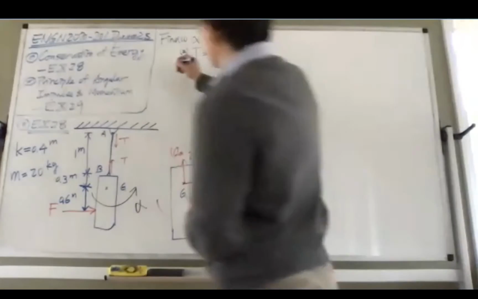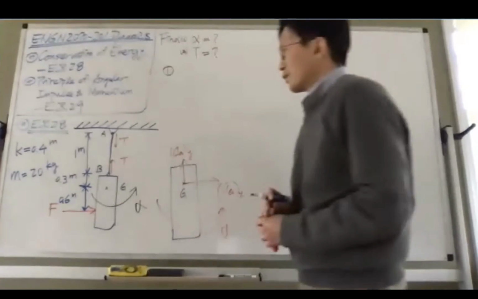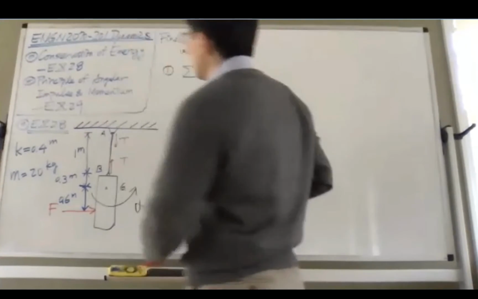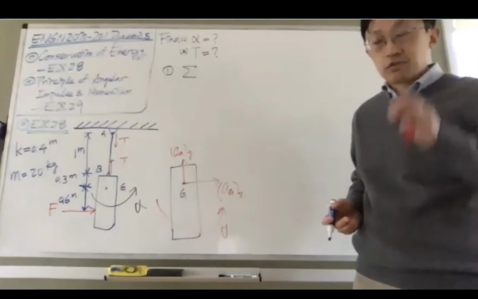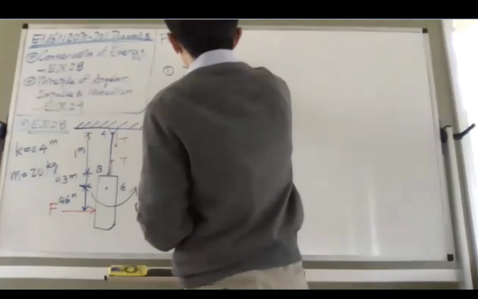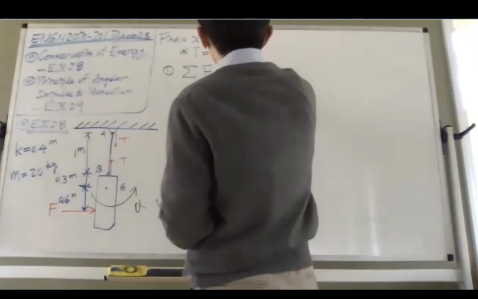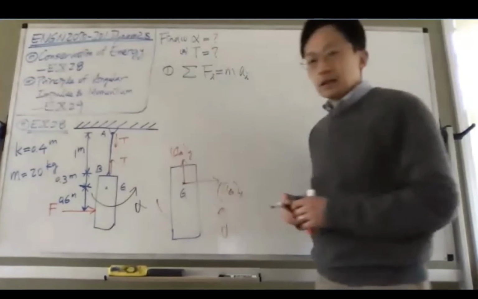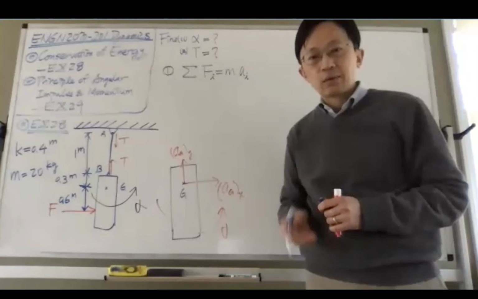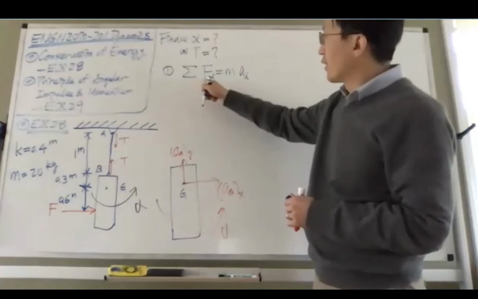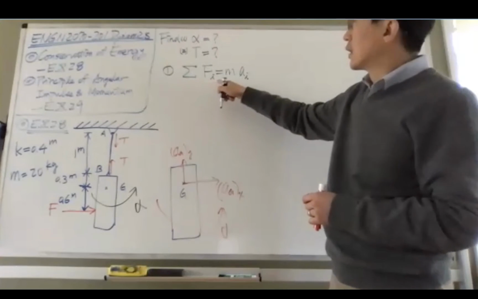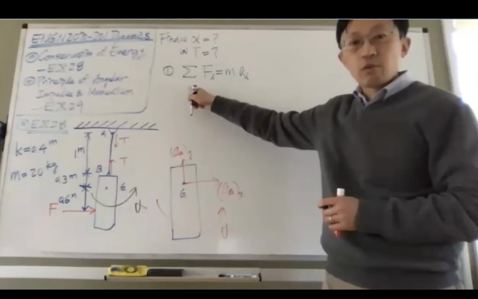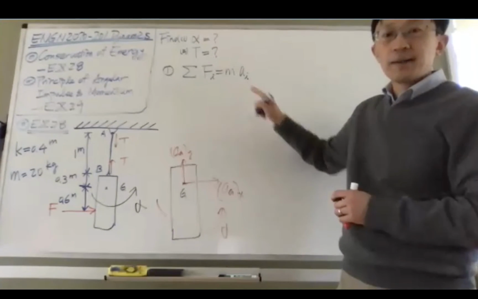Now, how do we solve the problem? First of all, we recall that from the force equilibrium, the summation of all the forces equals the product of mass times the corresponding linear acceleration component. So the summation of Fx equals m times ax, and the summation of all the forces in the y direction, the summation of Fy, equals m times ay.